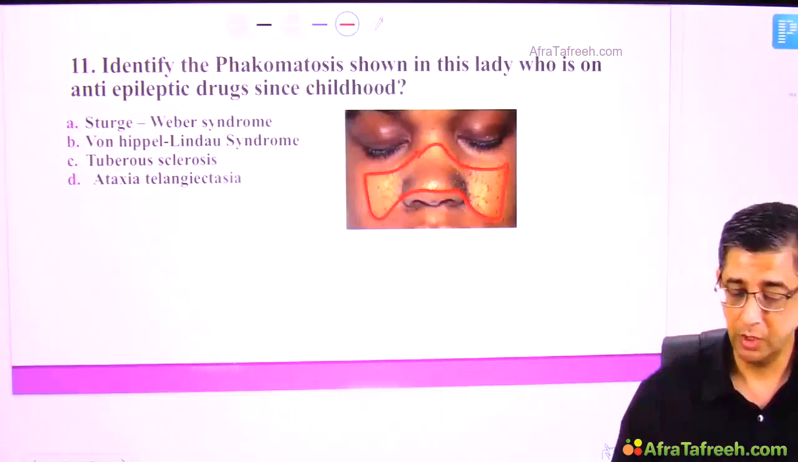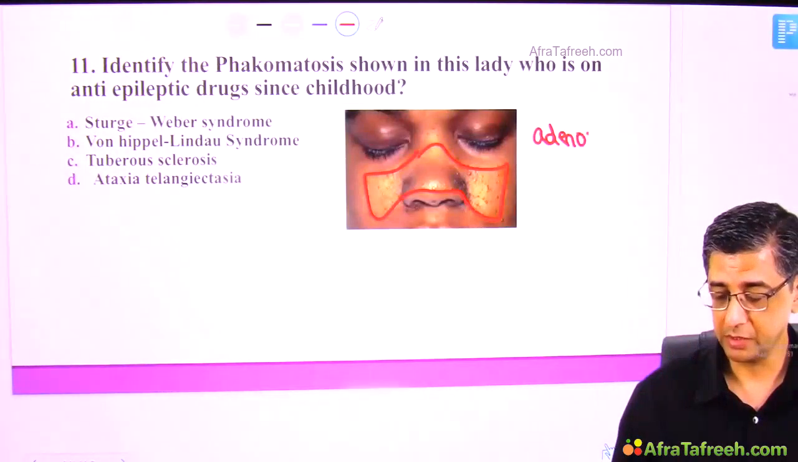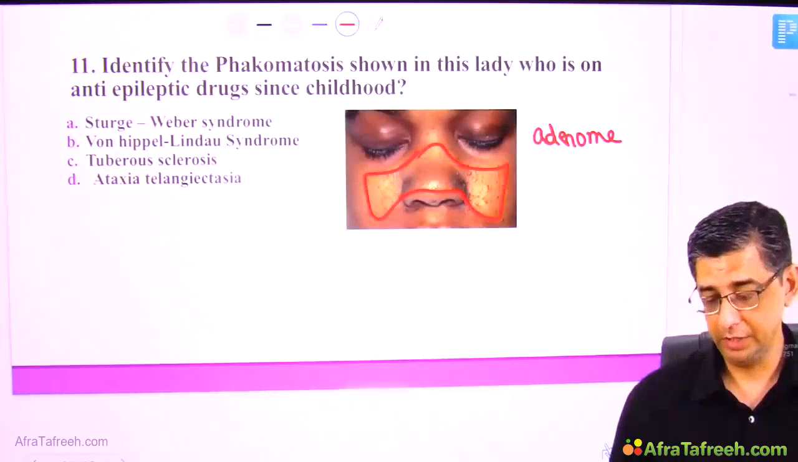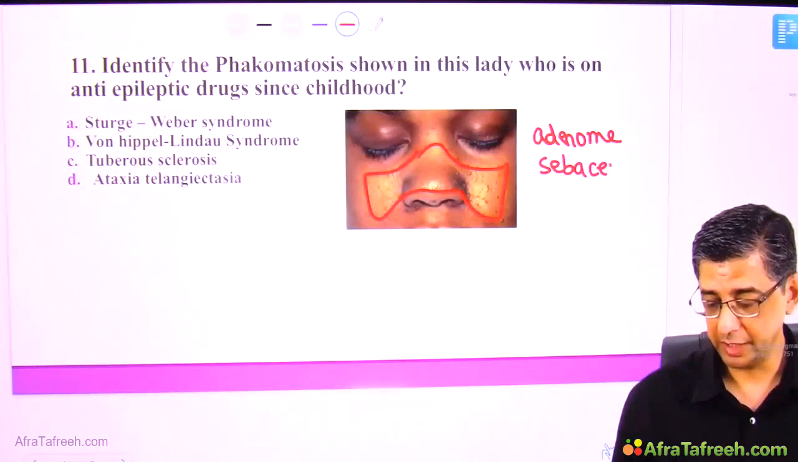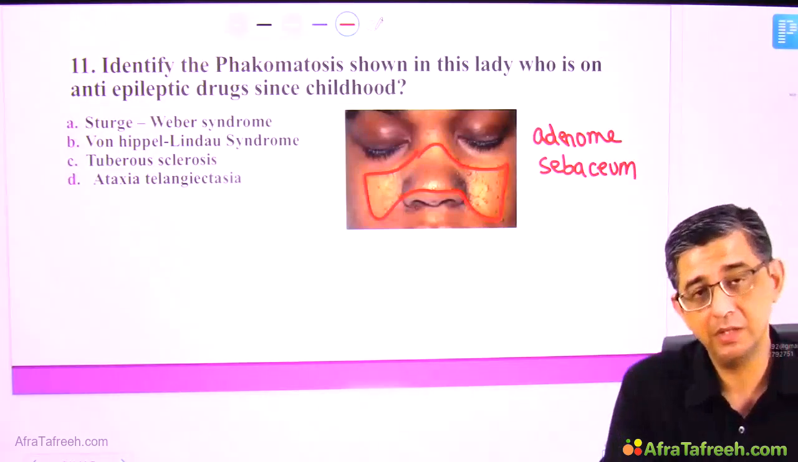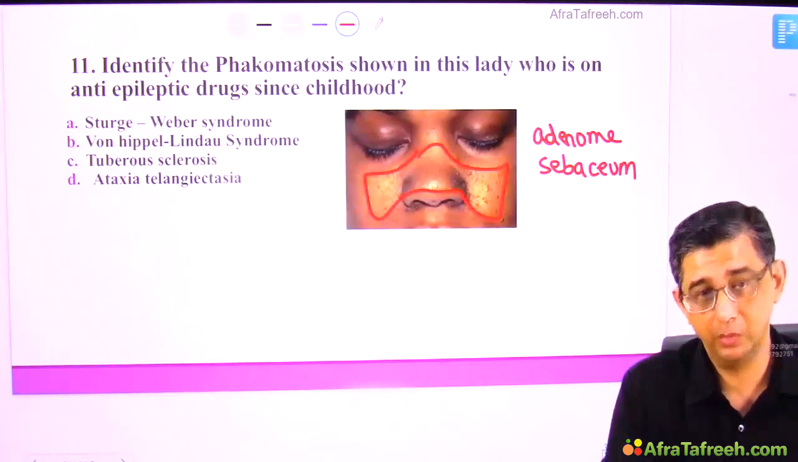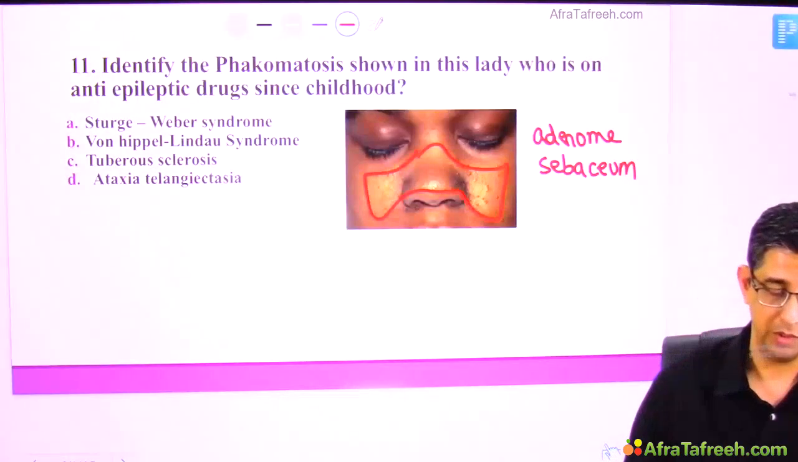and this gives you the clinical diagnosis of this patient as tuberous sclerosis. Well, the lesion that is given in this image is called adenoma sebaceum, which is a presentation that is usually seen in this disorder post-adolescence. The correct answer for this question is option number C.